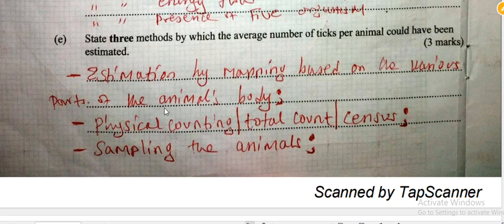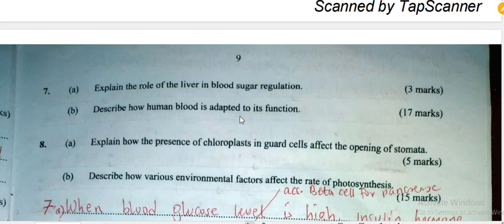Then part E: state 3 methods by which average number of ticks per animal could have been estimated. And these are estimated by mapping based on the various parts of the animal body, or a physical counting or total count of census, or sampling of animals.